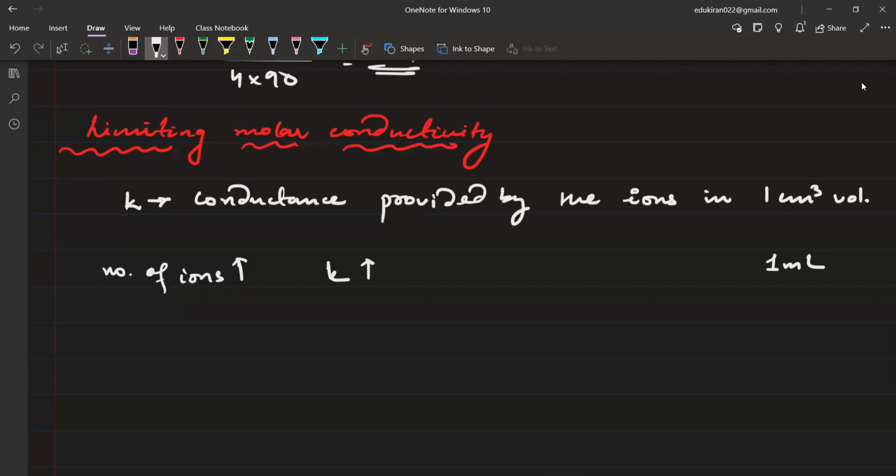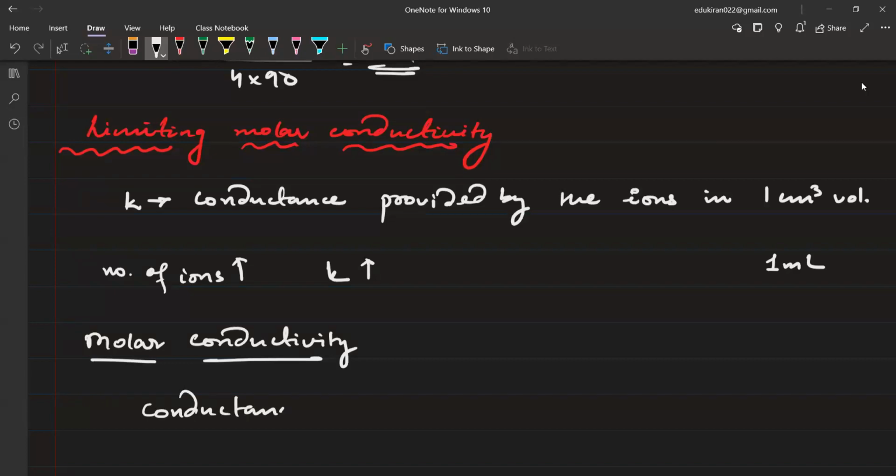Okay, now let us move on slightly above. Molar conductivity. So if you just read the particular line, you can understand it is the conductivity which is provided by the 1 mole. सही है या ना बताएं? What do you think? है ना? It says already, conductance provided by 1 mole of ions.